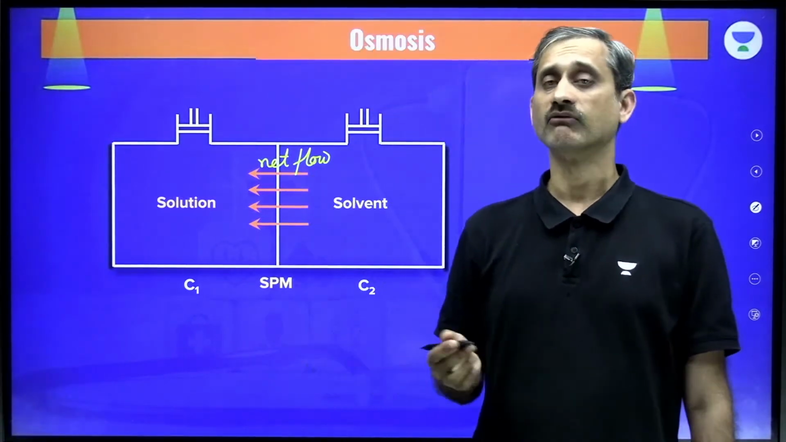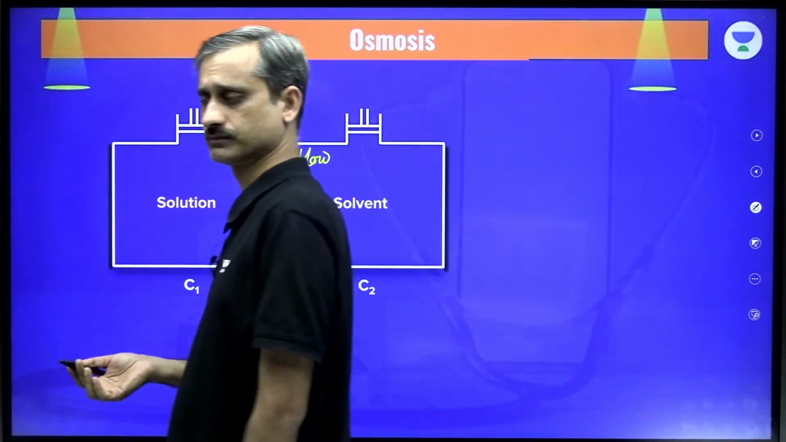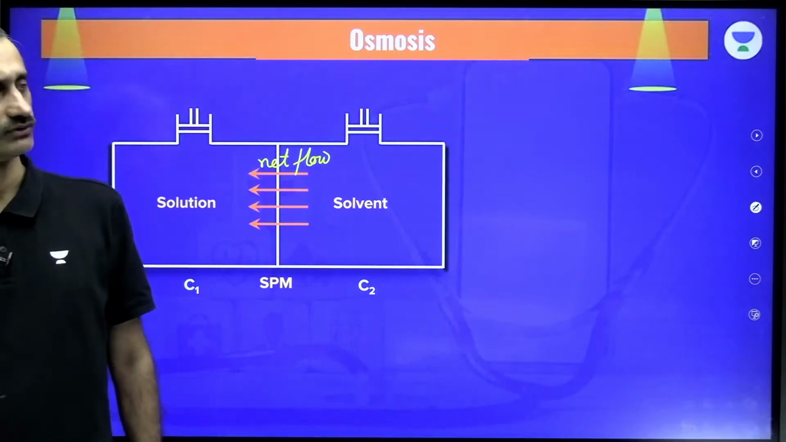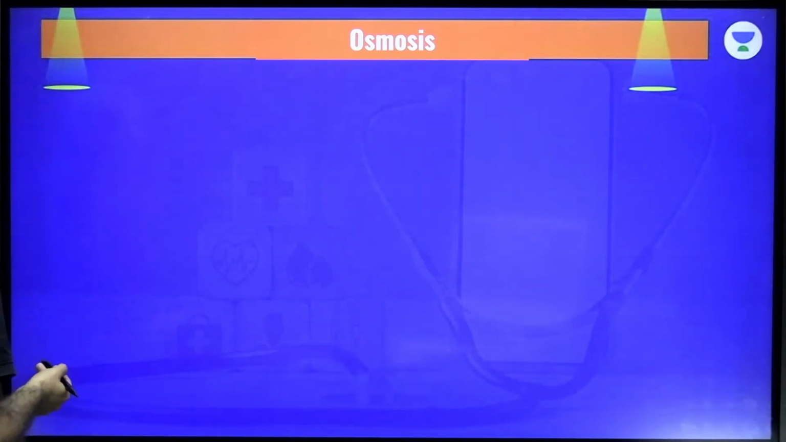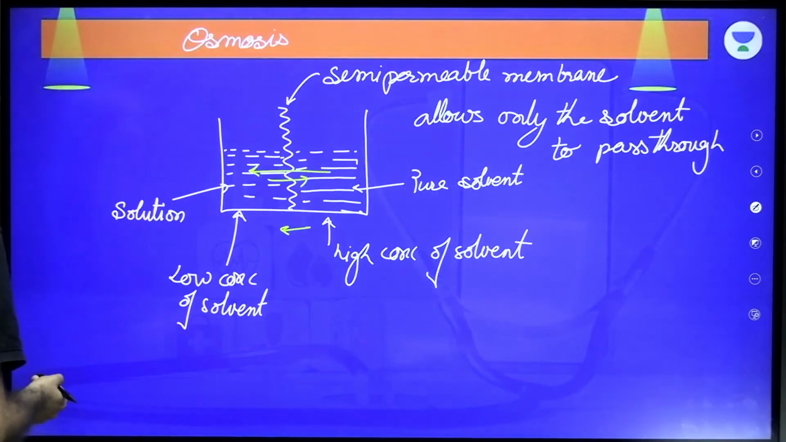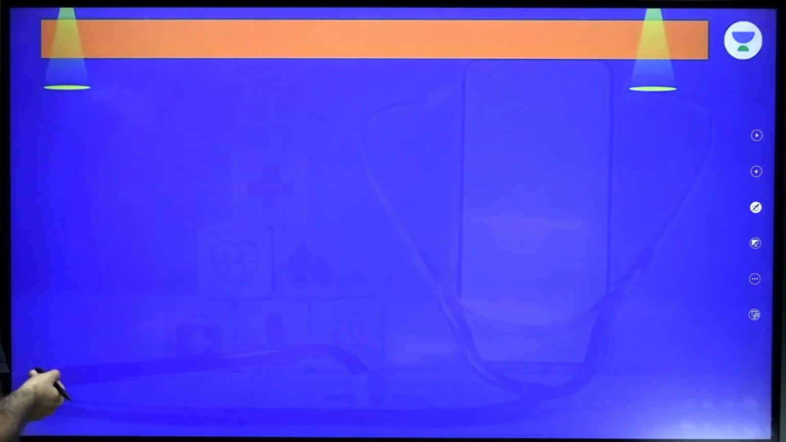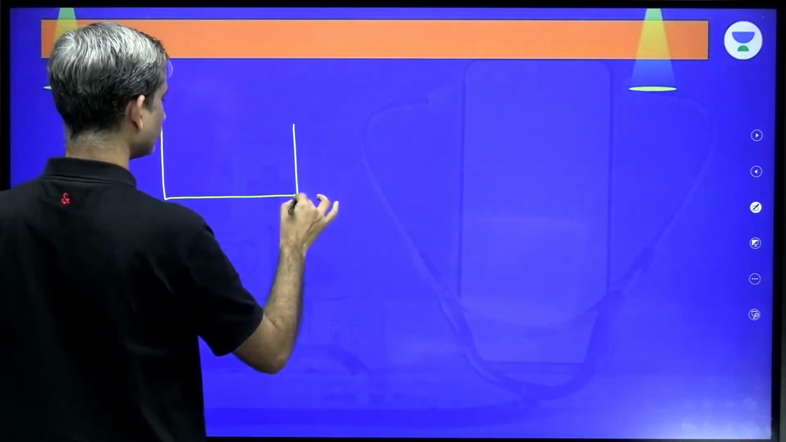Now when we are having this particular flow, then in that case this flow can actually be stopped. It can be forced to move the same amount of solvent in both the directions. Now how do we stop this particular flow? We can apply a pressure on the side of the solution. Clear?